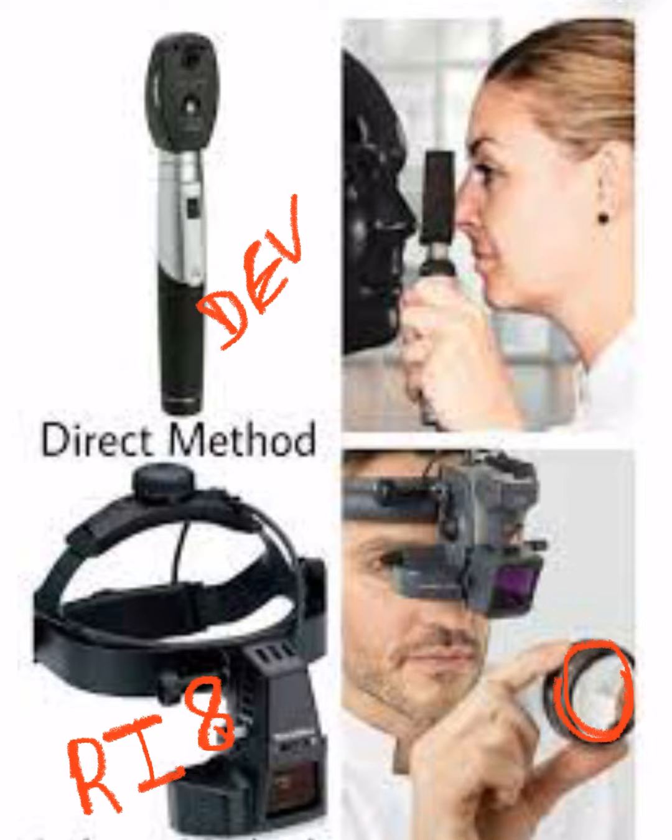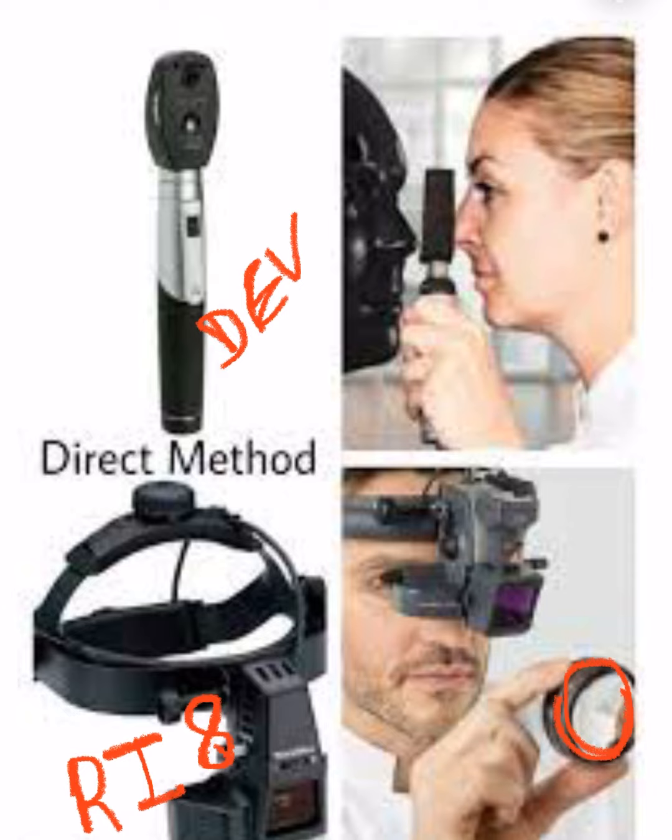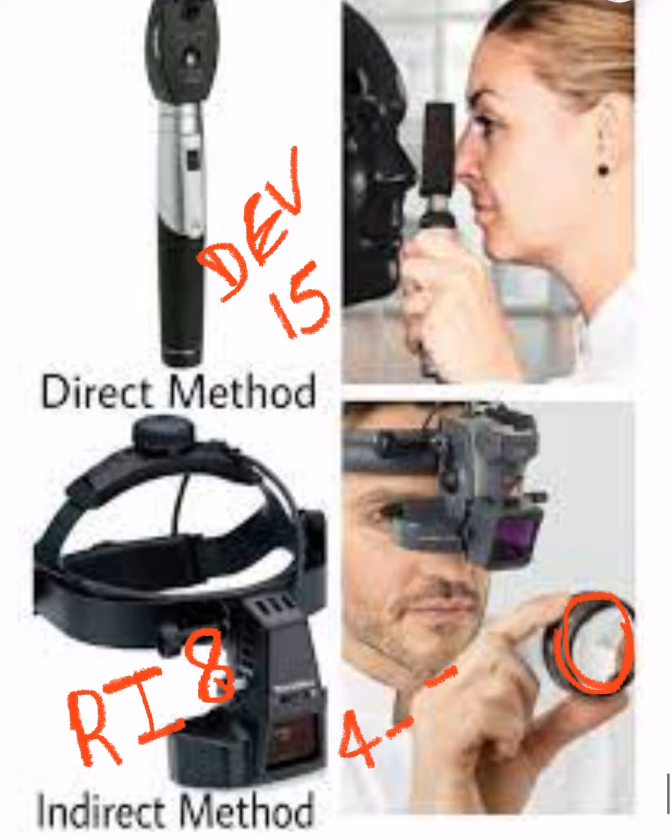In case of direct ophthalmoscope, the images will be erect and virtual. In case of indirect ophthalmoscope, the images are real and inverted. In direct ophthalmoscope, the magnification power is 15. In case of indirect, it is 4 to 5.